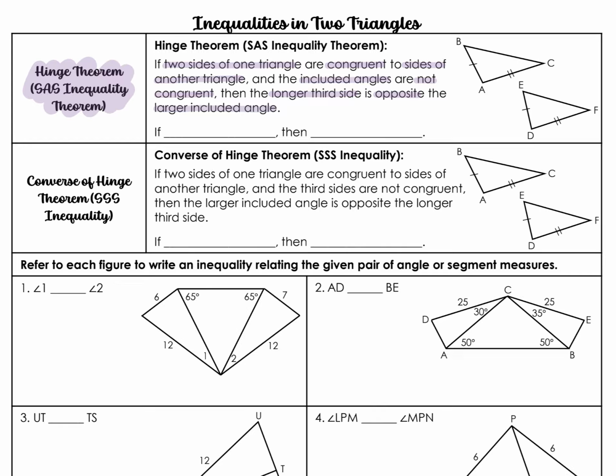For example, looking at what we have off to the side here, let's say we knew that the measure of angle A was greater than the measure of angle D. Then that would mean the side opposite of angle A, side BC, would be larger than the side opposite of angle D, which is EF.